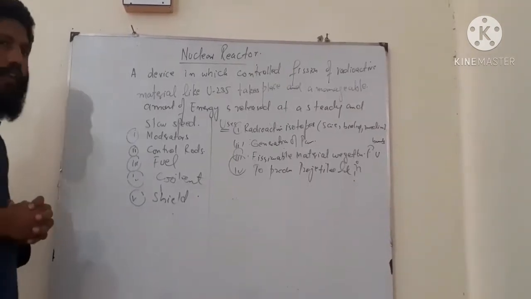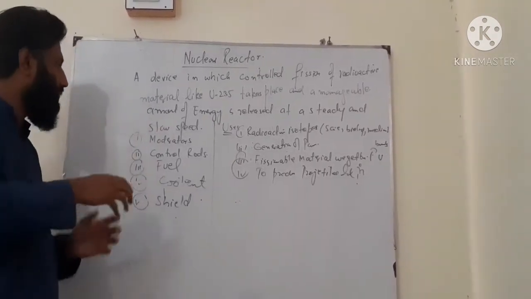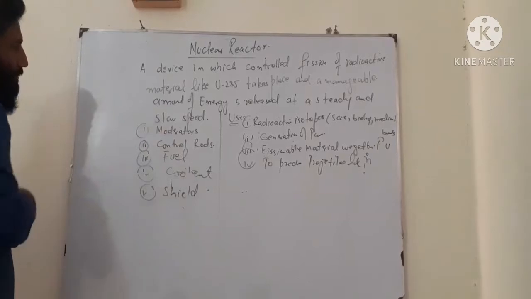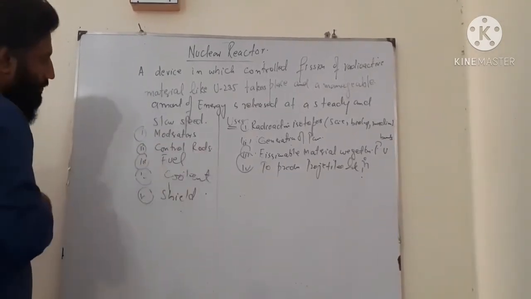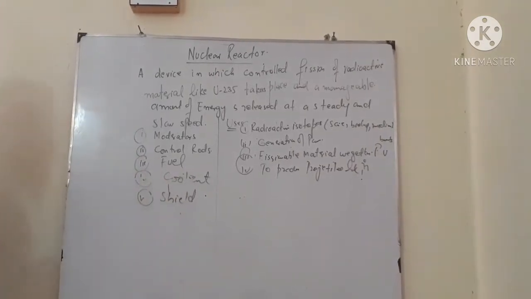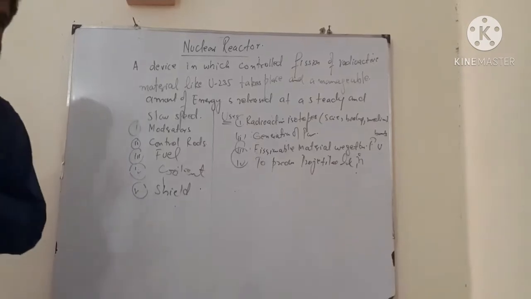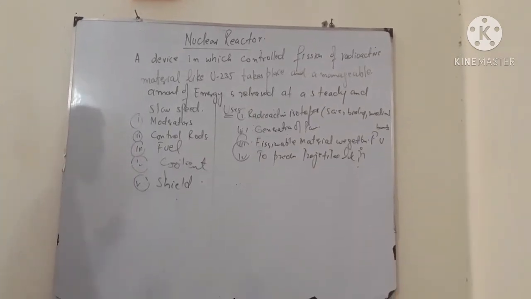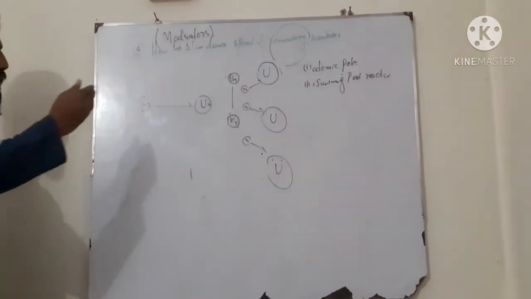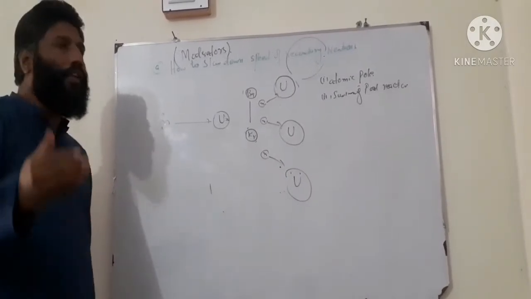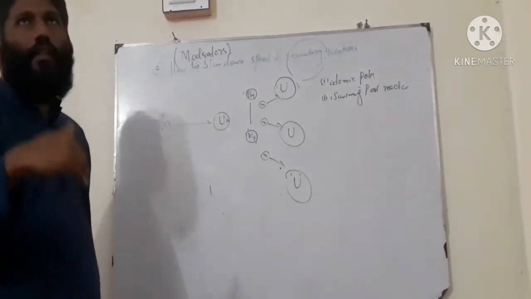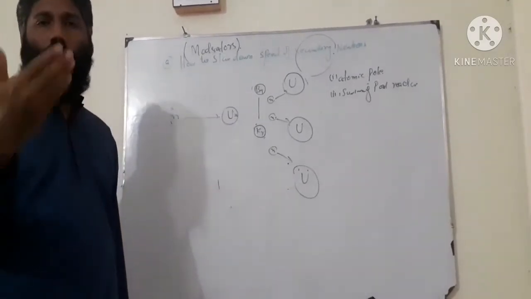Now, what are the different components of nuclear reactors? Moderators, control rods, fuel elements, coolant and shield. These are some basic parts of a nuclear reactor, and I will explain these one by one. The first main component of the nuclear reactor is called the moderator. You know that when fission occurs, on average 2 to 3 neutrons are also produced.